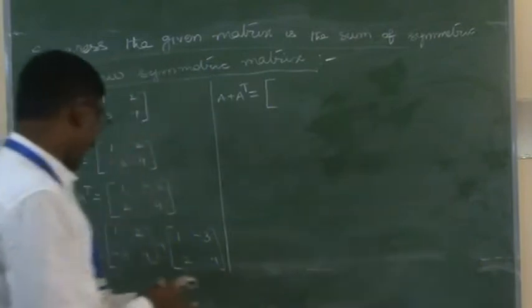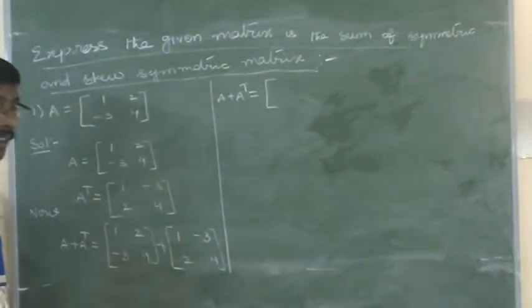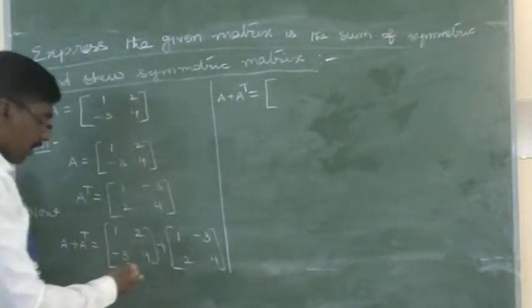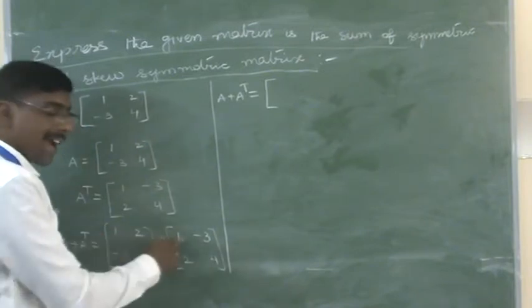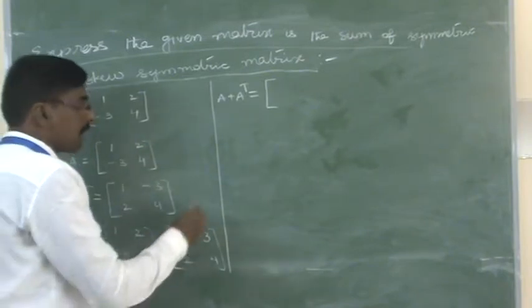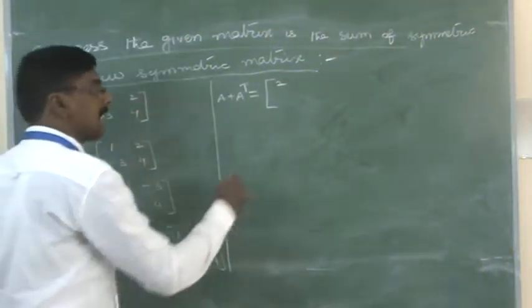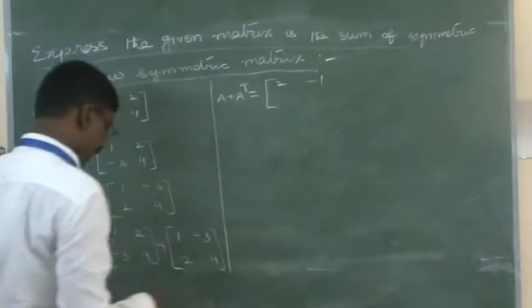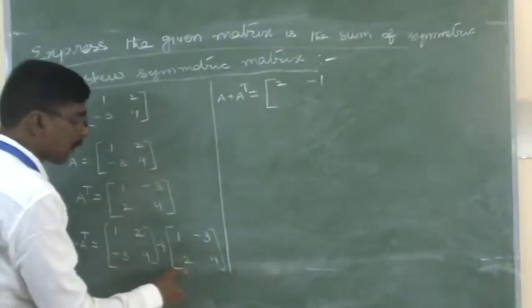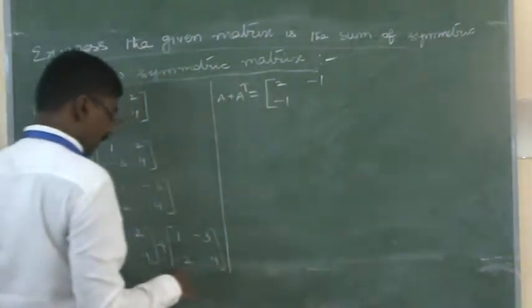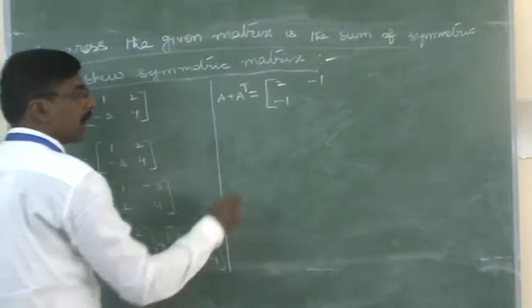How are we writing it? Consider adding. While adding, we need to check the condition also. We add corresponding elements. 1 plus 1, 2. Then 2 plus minus 3, minus 1. Next, minus 3 plus 2, minus 1. Next, 4 plus 4, 8.